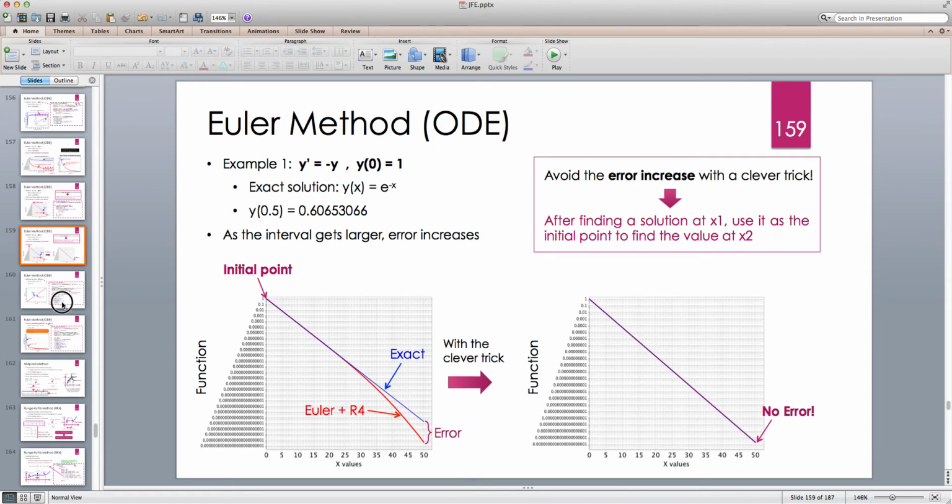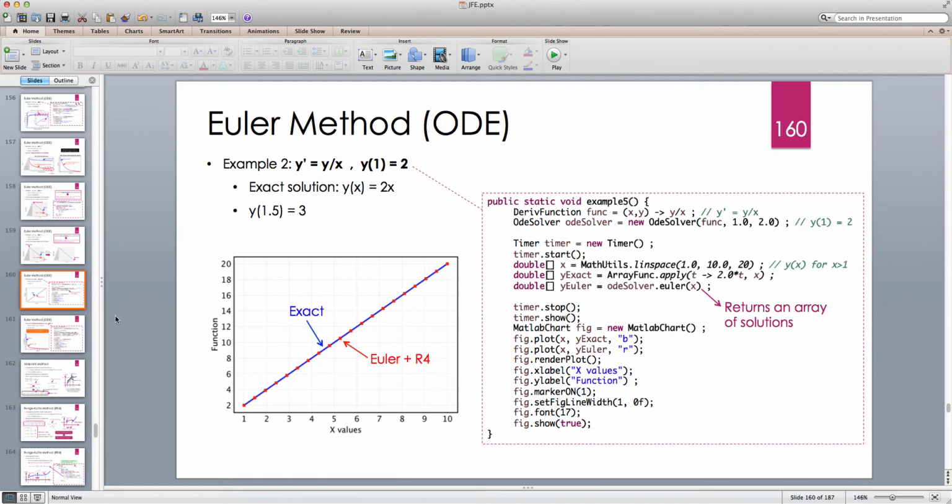All right. So here's another example. This should be example 2. In this example, y prime is y over x and y of 1 is 2. So the initial point is x equals 1, and the initial value of the function is 2. Okay, but note that here y prime equals y over x. So this function f of x and y has a singularity at x equals 0, right?